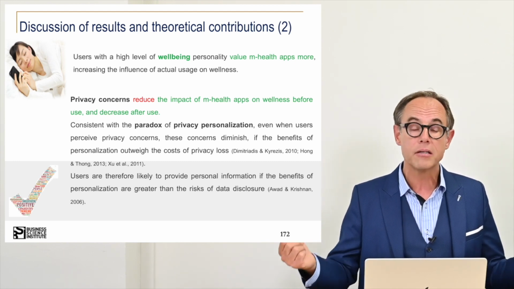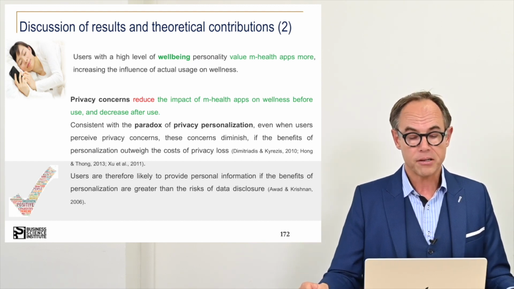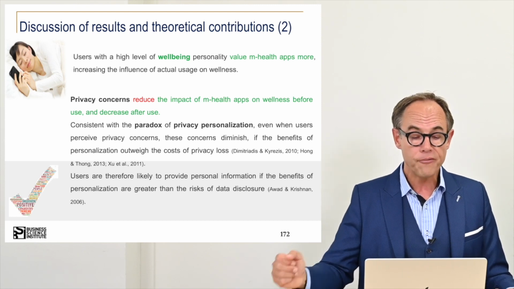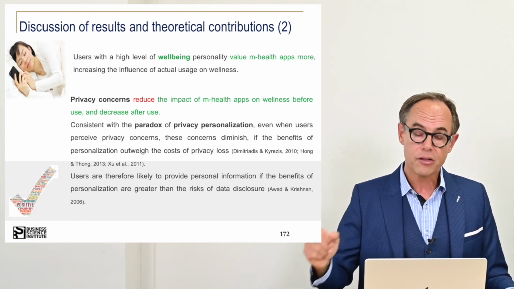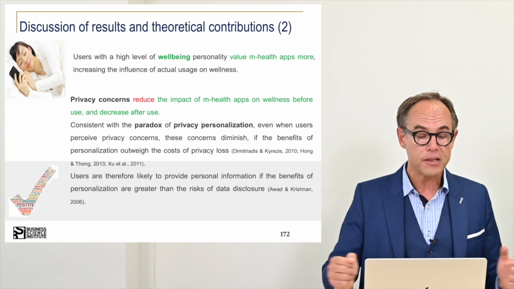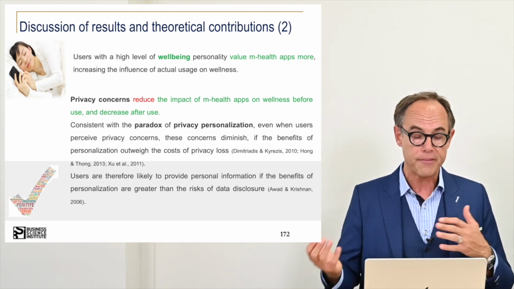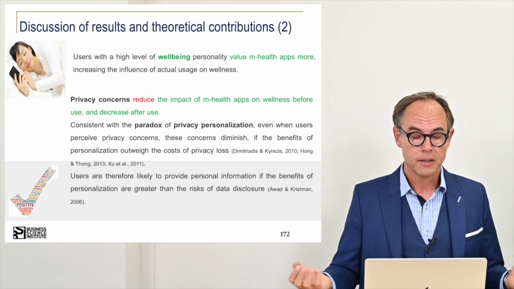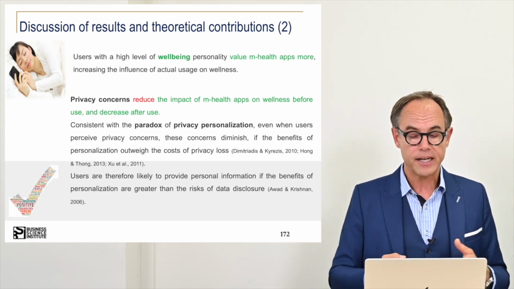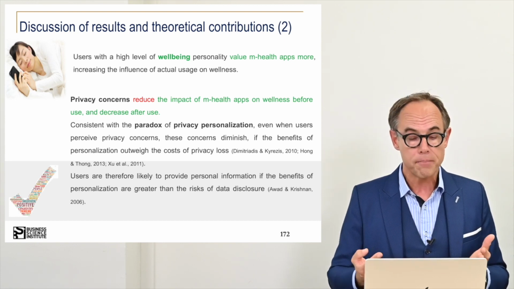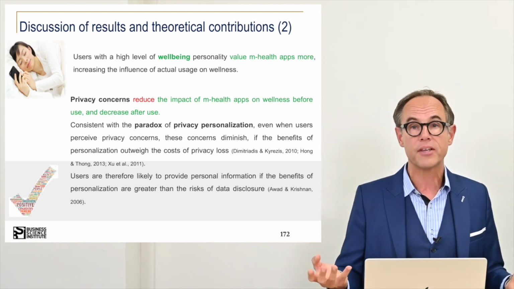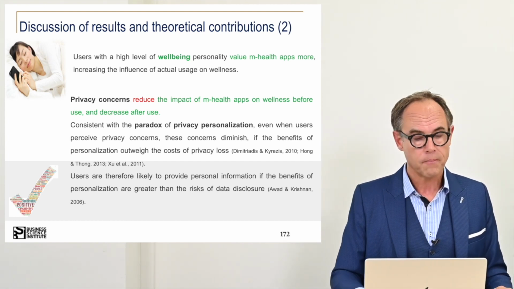So this is consistent with the privacy personalization paradox or the privacy calculus theory which we have described, because even when users perceive privacy concerns, these concerns diminish. And if the benefits of the personalization do not outweigh the cost of privacy loss, people do not perceive value. Therefore, users are likely to provide information only if the benefits of personalization are greater than the risks of data disclosure, which does not appear to be the case in our research.